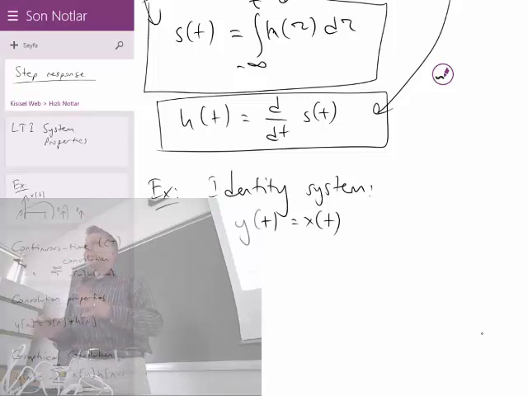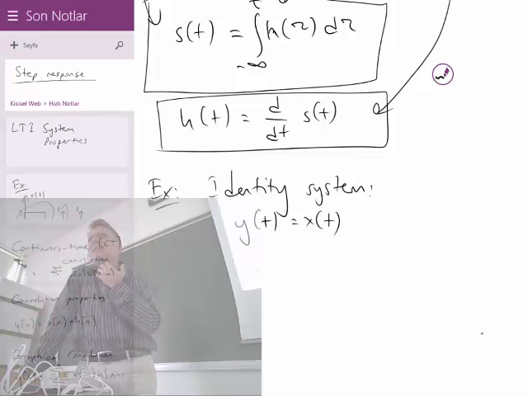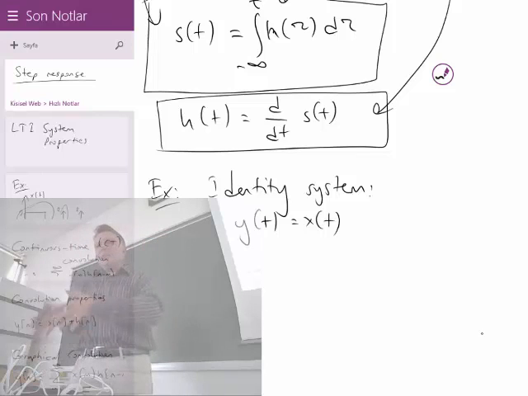And what is the impulse response, by the way? It's obvious. I mean, the answer is trivial. What is the impulse response? The output is the same as the input. So what is the impulse response? Impulse again. The input is the impulse, the output is the same. So the output is the impulse again. H of t is delta t, in other words. The impulse response is the impulse.